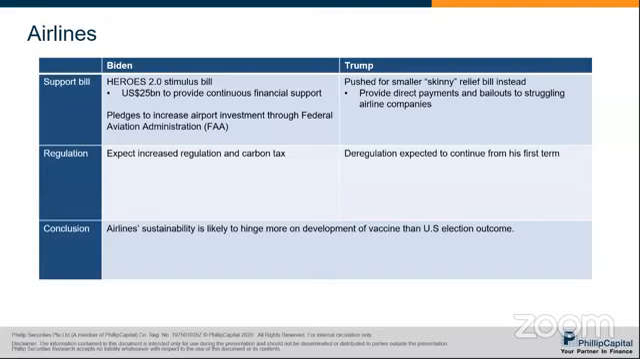carbon tax. Trump, he didn't really push for stimulus. He rather pushed for a smaller, skinny relief bill, which provides direct payments and bailouts to struggling airline companies, and deregulation is expected to continue. Their fate is likely to hinge more on the development of a vaccine than the outcome of the US elections. So you see that there are not many counters to look out for in airlines. As of now, their prospects are a little bit hard to determine given that there's a lack of visibility in vaccine development.